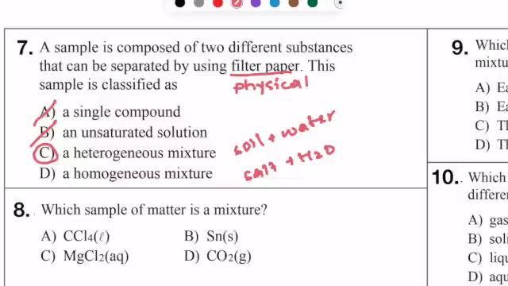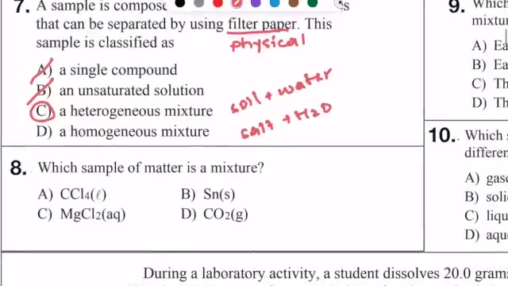Then we have, which sample of matter is a mixture. So this is something that should be answered in like 5 seconds. All you have to remember is that solids, liquids, and gases, if they are in their pure form, are not a mixture. Or at least we have not talked about solid, liquid, or gas mixtures in this class. So whenever you see an aqueous solution in your answer, that is your answer if the question is asking for a mixture, because aqueous solution means you have something dissolved in water. So in this case, we have magnesium chloride that is dissolved in water.